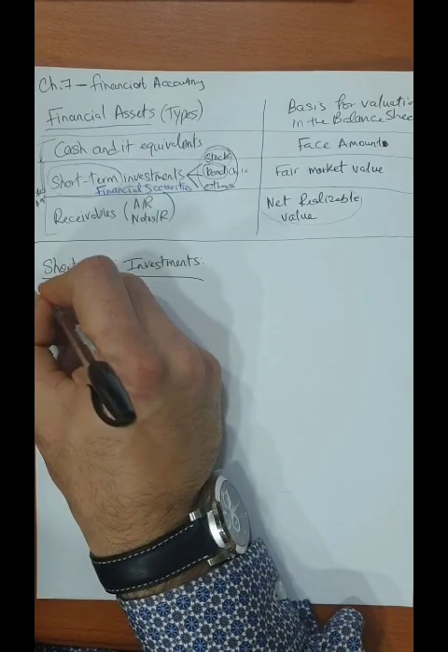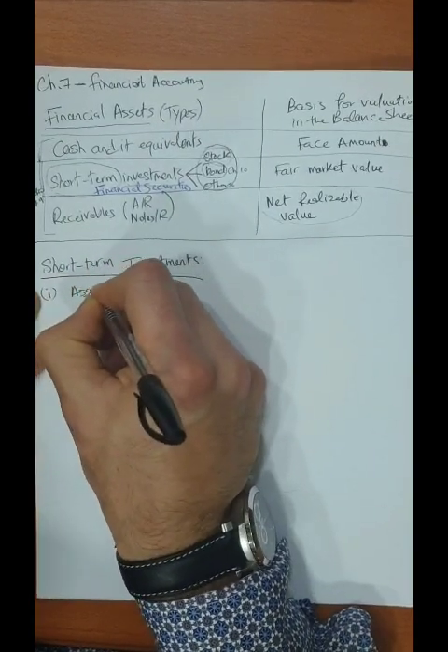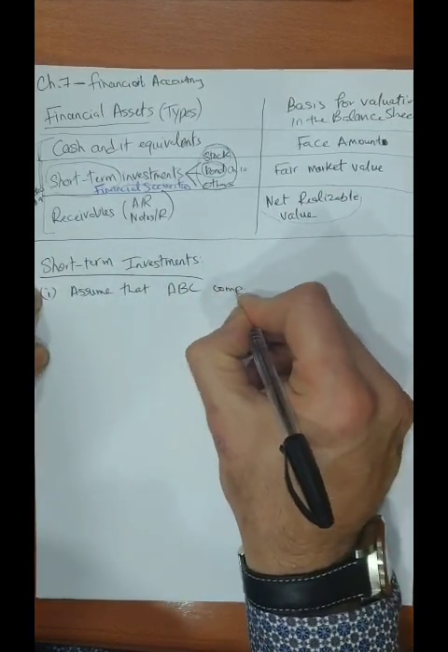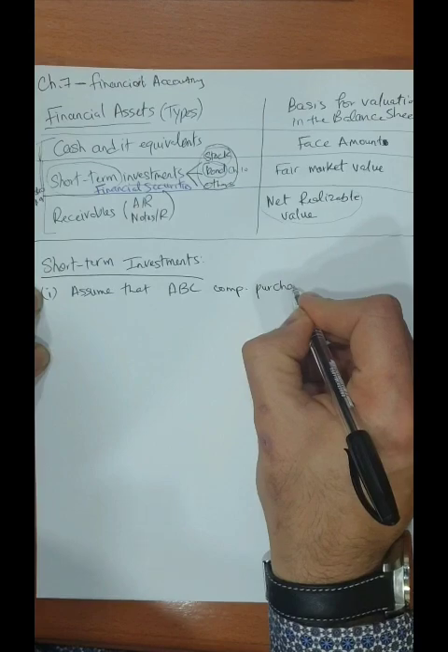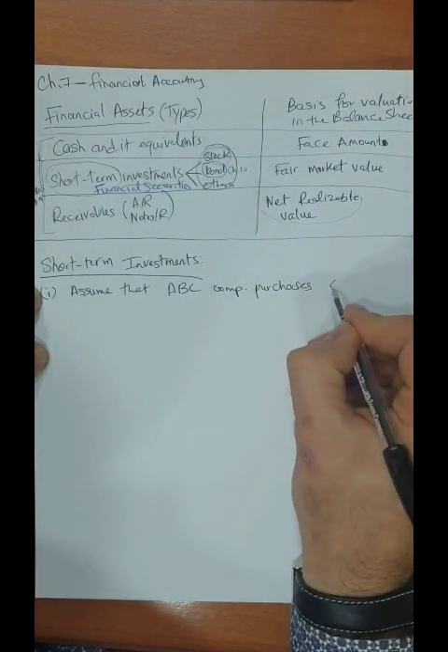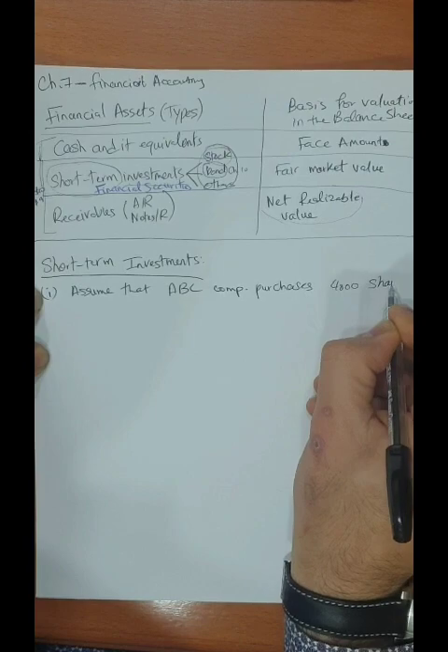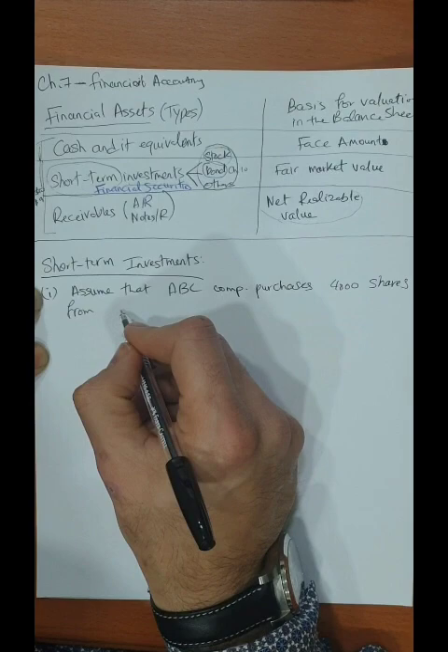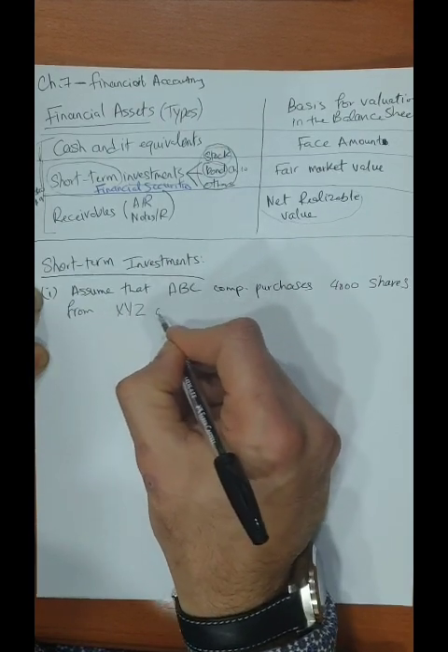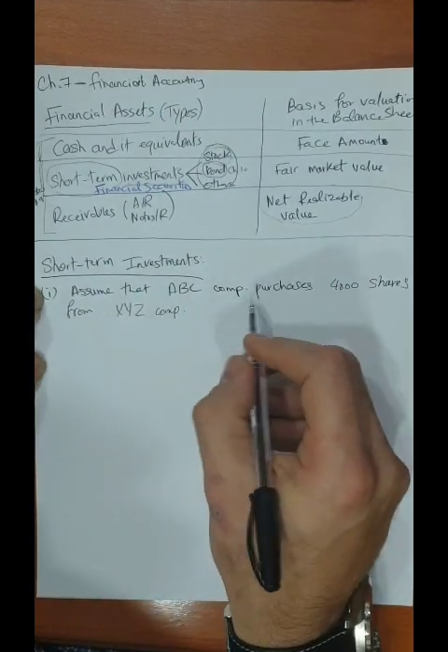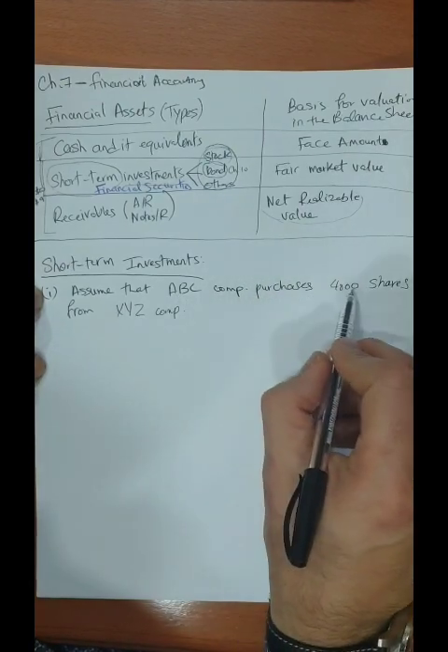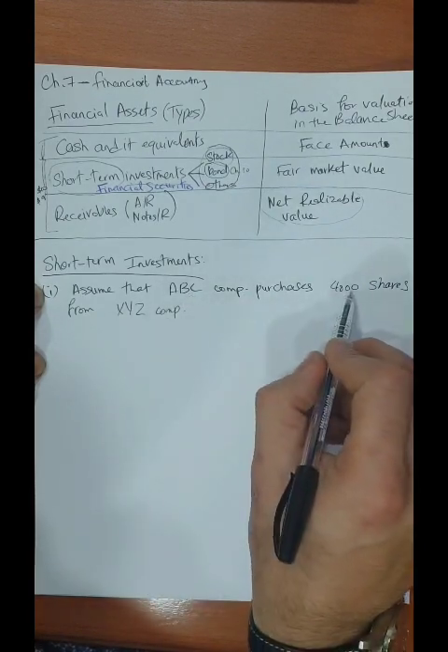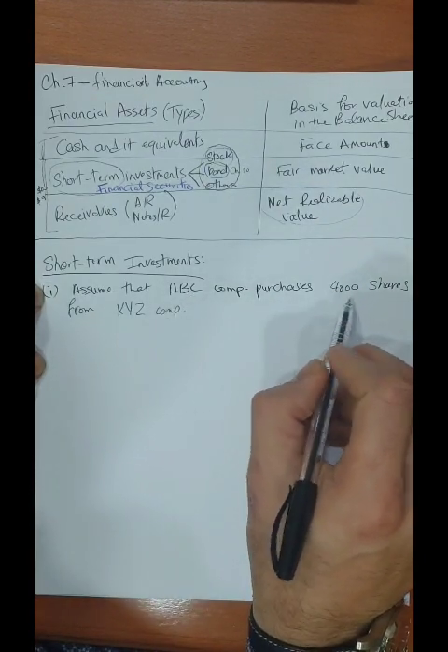Number one, or part one. Assume that ABC company purchases 4,000 shares from XYZ company. So it's just like saying that Samsung purchases 4,000 shares from Apple. So they hold 4,000 Apple stocks. Okay, shares or stocks are the same.